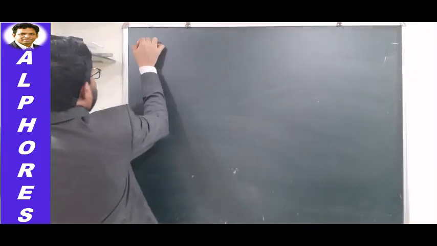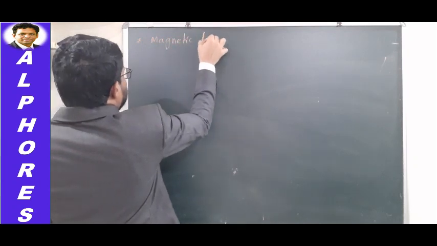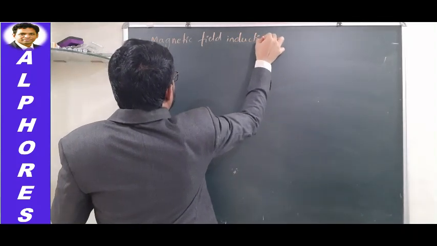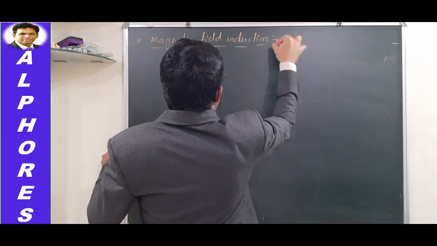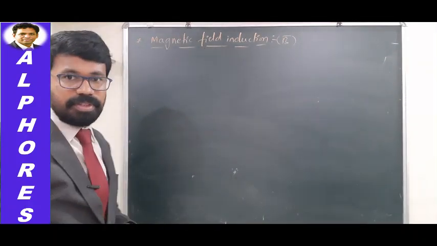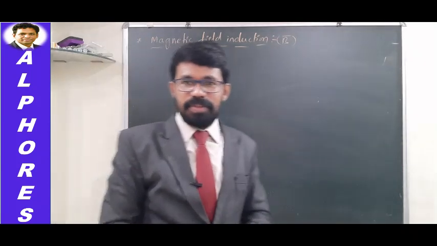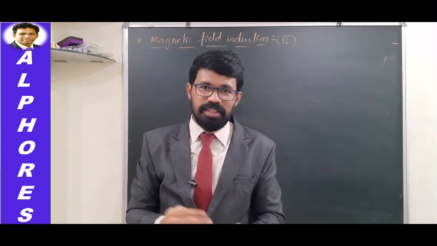Magnetic field induction. It is denoted with B, and it can be defined the way we have defined electric field intensity. Here also, magnetic field induction can be defined in the same way.